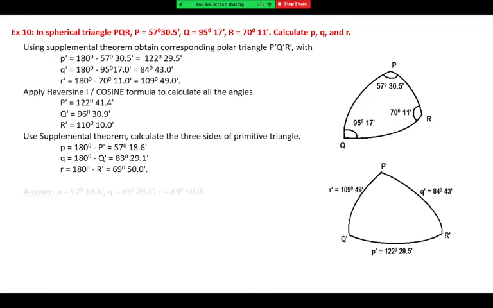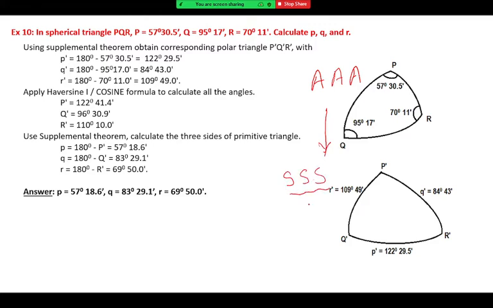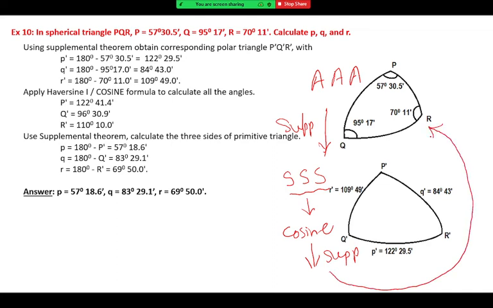Okay, so here these are the final answers. Two times the supplemental theorem is used. First, the supplemental theorem converted the triple A problem into a triple S problem, and the triple S problem was solved by the cosine formula. And after the cosine formula, again the supplemental theorem is used, and we get the solution of the original problem that way. So these are the steps that we follow mainly for polar triangles.